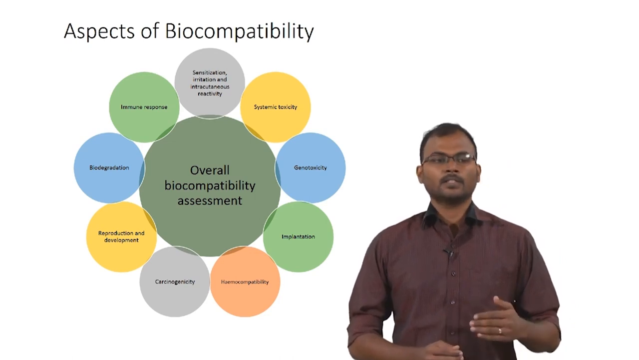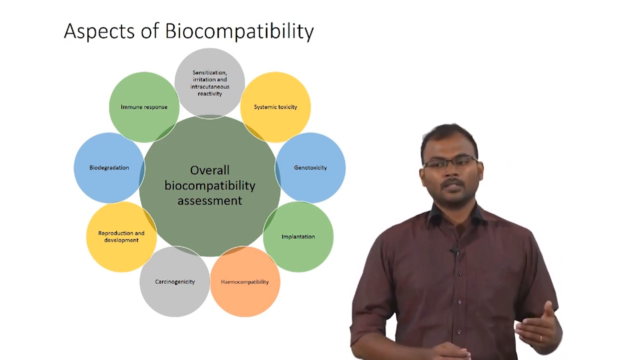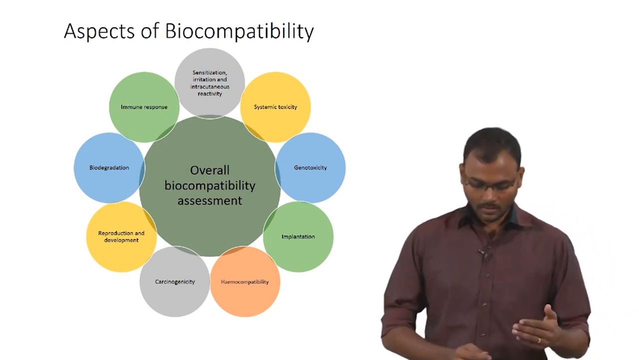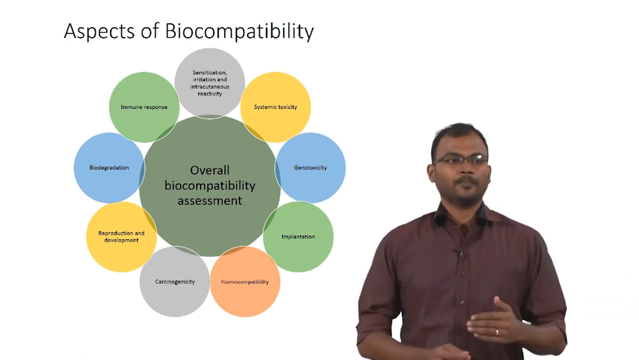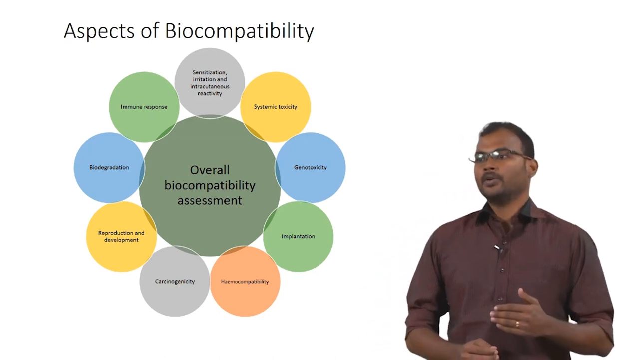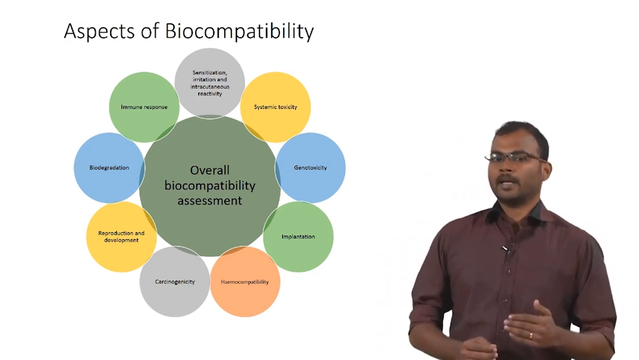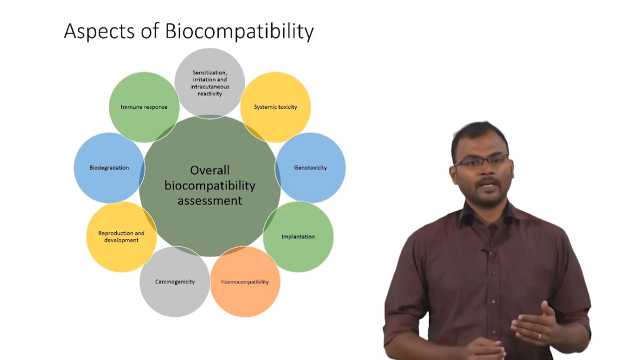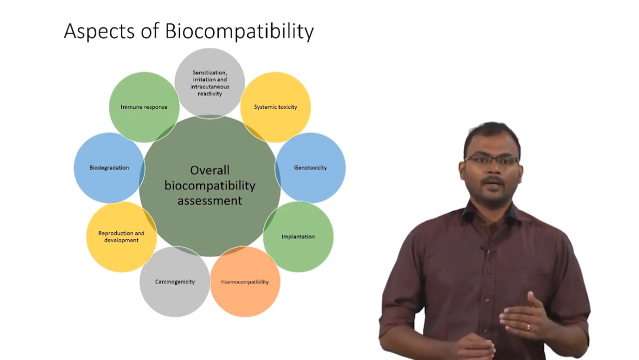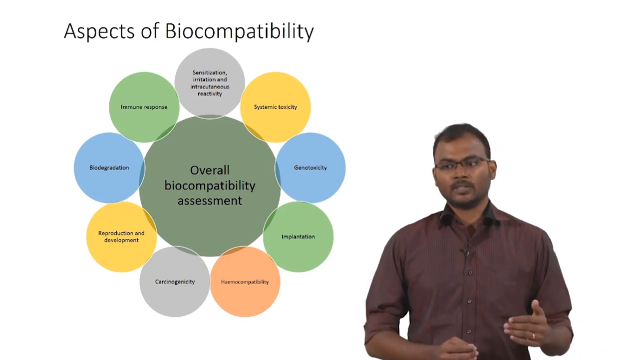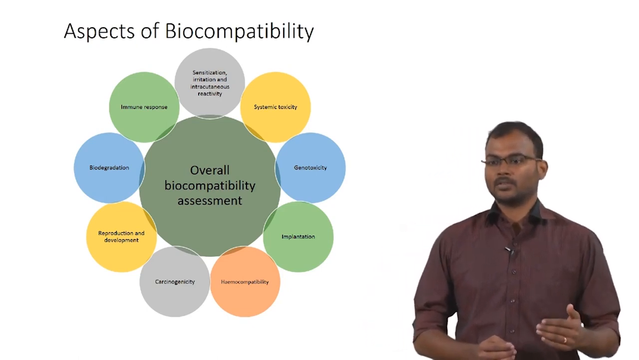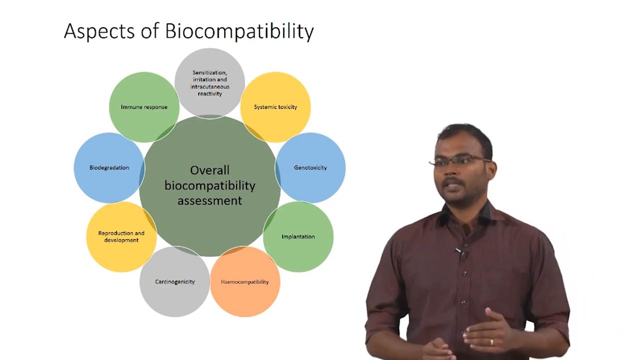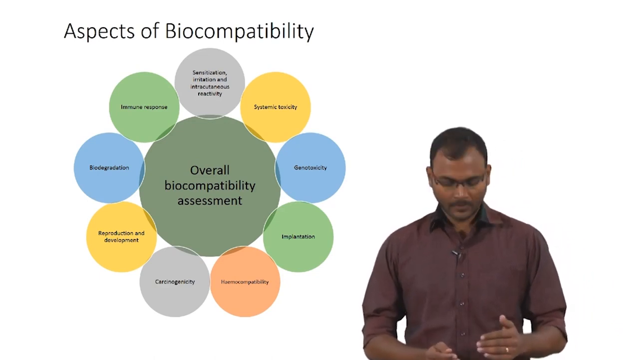Genotoxicity is when the material can cause damage to the genes, which can lead to mutation and all. Implantation is mainly observed when you are using a material which can affect the nearby tissues and organs also. If you are using orthopedic implants and all, it can have an effect on nearby bones and nearby muscular tissues also. So based on where you are implanting, you have to find out the factors affecting that.